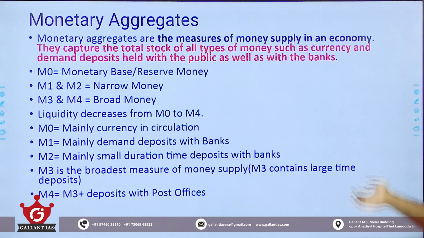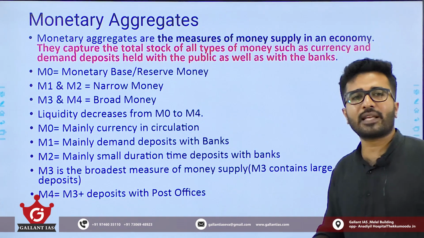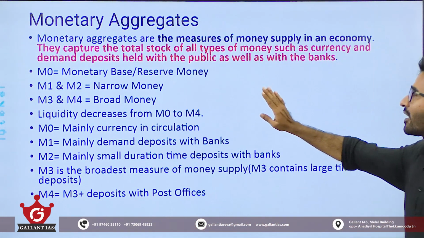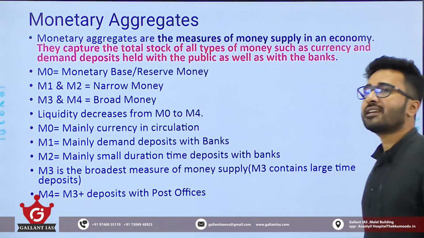Now, they'll be confusing you with the terminologies. M0 means monetary base or reserve money. This is the money that is printed by RBI, basically the money in circulation. So it's known as monetary base or reserve money. It has some other name also.